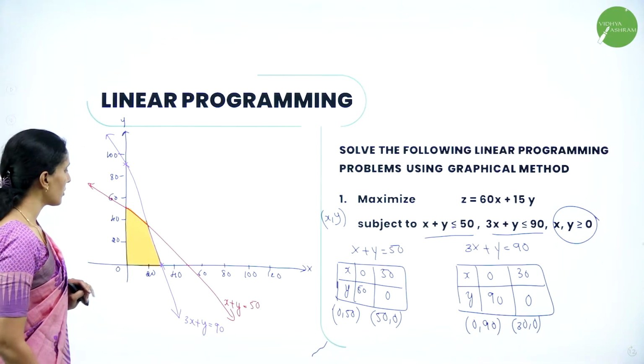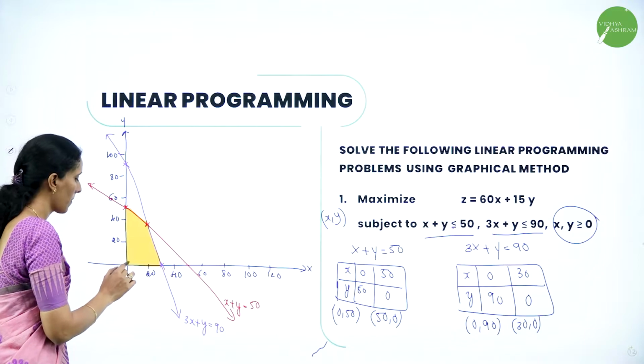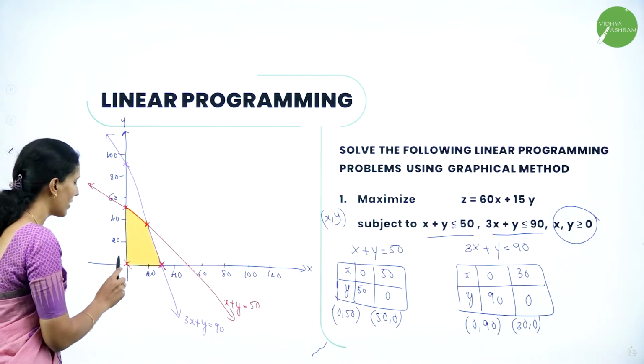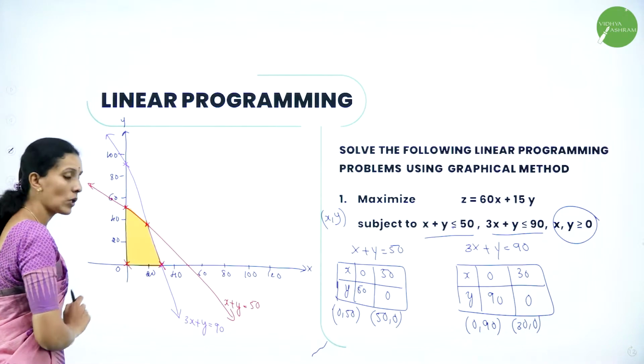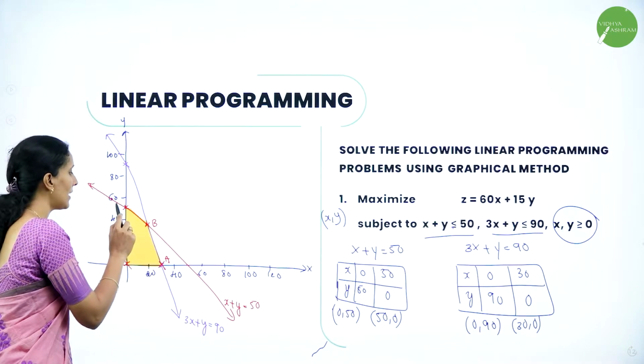Observe the feasible region now. We have 4 edges. These are the 4 edges. Mark these points as, since this is the origin, it is O. I'll take this as A, this as B, and this as C.